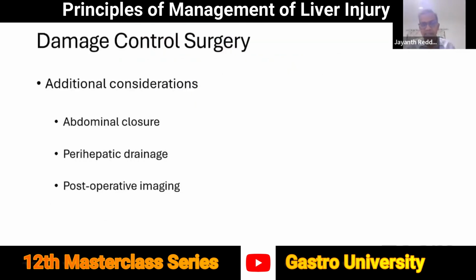Additional considerations, I think it's important about abdominal closure. Most of these patients go on to develop abdominal compartment syndrome, so it is imperative that you do not do a primary closure in these patients. You can do a temporizing closure, either using a Bogota bag, or like Dr. Gamini described, using whatever you have available in the local operating theater.